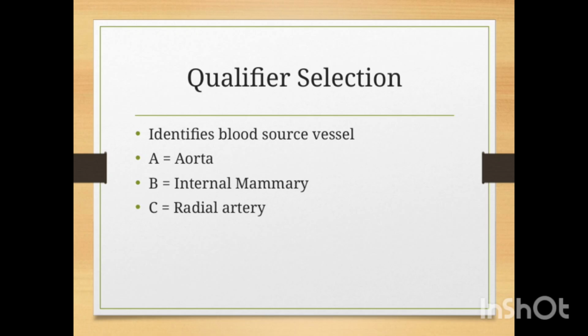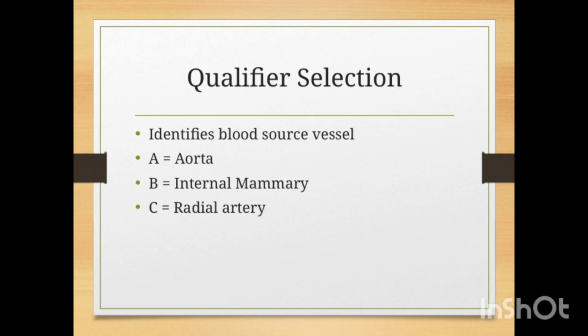The aorta, being the main artery leaving the heart, is often a primary source because it supplies a vast network of vessels. The internal mammary artery, located along the chest wall, is commonly used in coronary bypass surgeries due to its reliable blood flow and ease of access. The radial artery, which runs down the forearm, is another popular choice, especially for less invasive procedures.